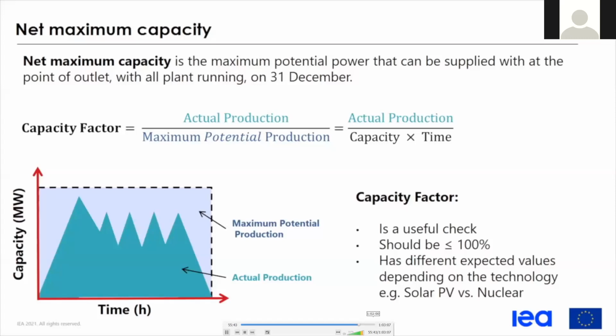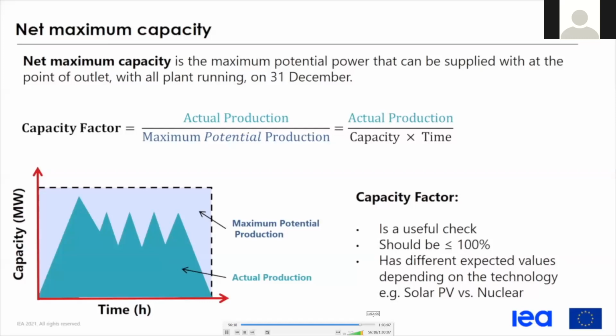This value, actual production divided by potential production, is called the capacity factor. As you can see, capacity factor is actual production divided by capacity times the time of a year, in that case, or in any other time frame you are working with. Again, this value should always be less than 100%, except if there were a plant closure near the end of the year, in which case the figure may be distorted.